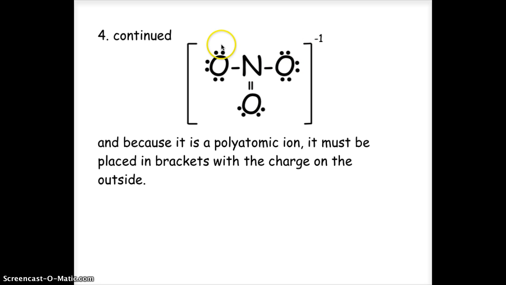And so when we do our total, let me try again. 2, 4, 6, 8, 10, 12, 14, 16, 18, 20, 22, and 24. And that was our original sum. Now, because it's a polyatomic ion, we need to tell somebody that that electron was gained from something else, typically a metal that needs to lose an electron. So we put the polyatomic in brackets, and then we put the charge on the outside of the brackets.